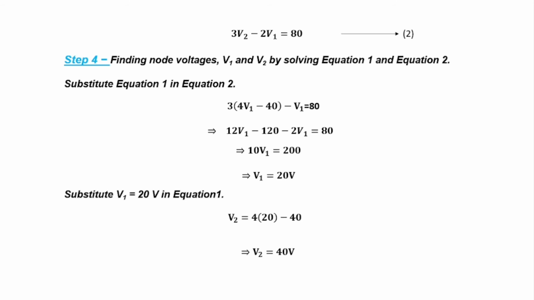In step 4, find the voltages V1 and V2 by solving equations 1 and 2. Substitute equation 1 in equation 2. We get 3(4V1 - 40) - 2V1 = 80. By solving this, we get V1 as 20 volts. By substituting V1 as 20 volts in equation 1, we get V2 as 40 volts.